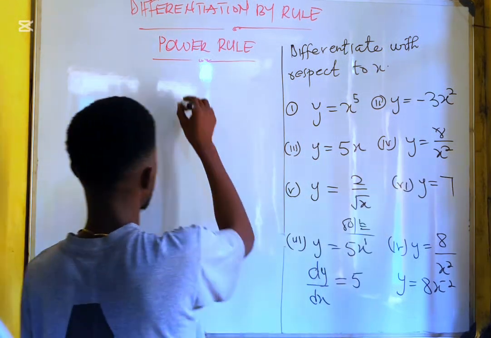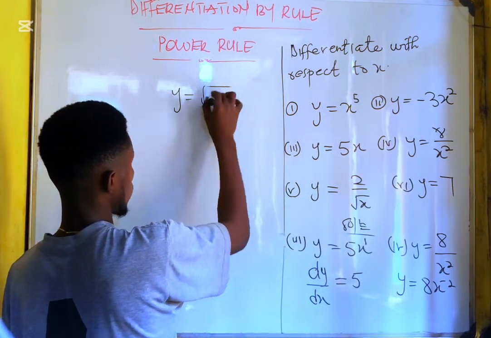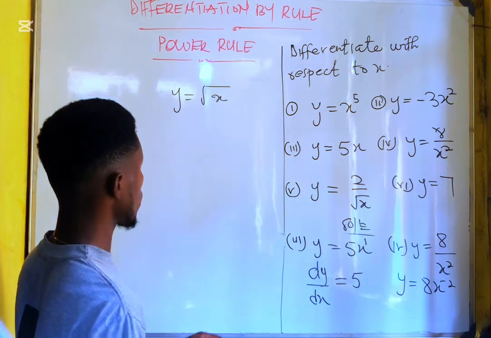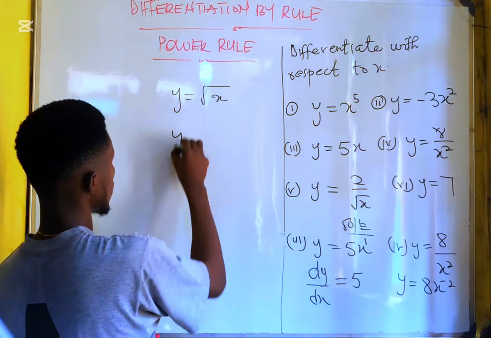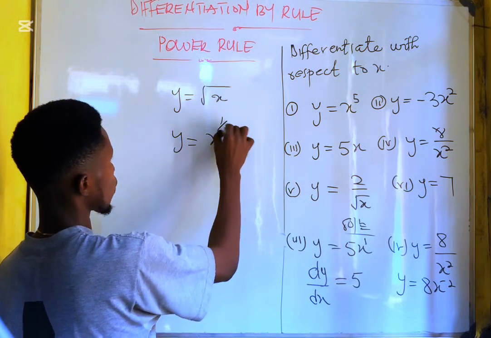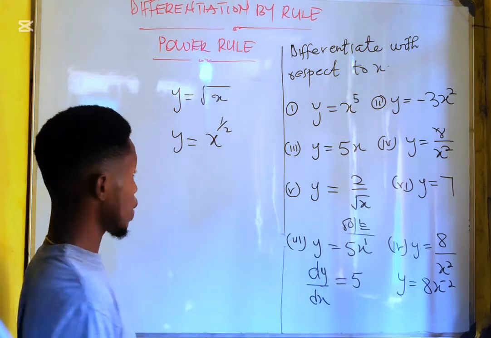But let's see. Let's say if I have y equals root x. That was not part of the example, so I want to show you something. See, this is root x. This root x can be written as x to the power half. So anytime you see a root, it is power half.